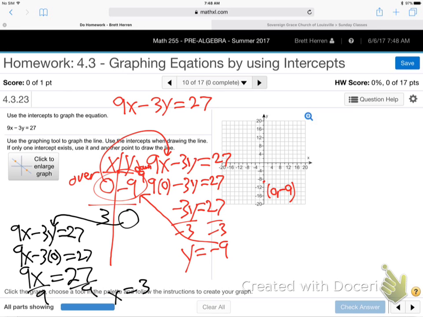And then the second one, again, it's over and up, down. So it's over 3. How do you do over 3? Well, it's right there between 2 and 4. Over 3, up 0. Is that good? Just halfway between. And then connect the dots. We've got our line.